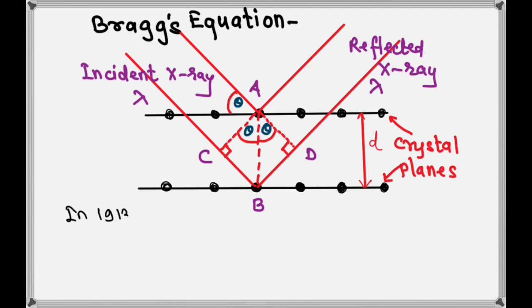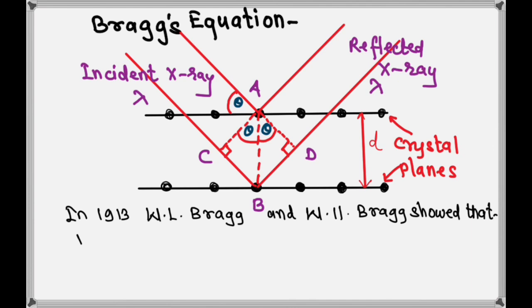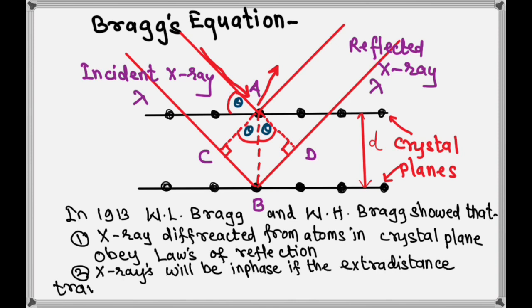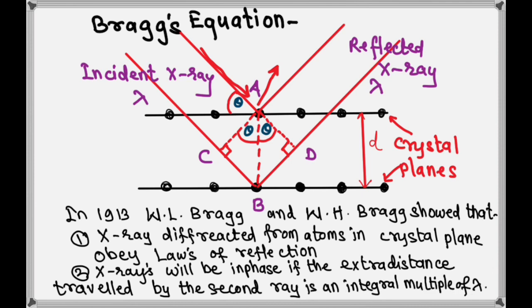Okay. So Bragg's equation was actually derived by father-son W.L. Bragg and W.H. Bragg in the year 1913, and they showed that number one, the X-ray diffracted from atoms in a crystal plane obeys law of reflection. That means X-ray when incident on a metal surface will be reflected just like glass reflects. And number two, the second beam of X-ray will be in phase if the extra distance traveled by the X-ray is an integral multiple of lambda, that is n lambda.